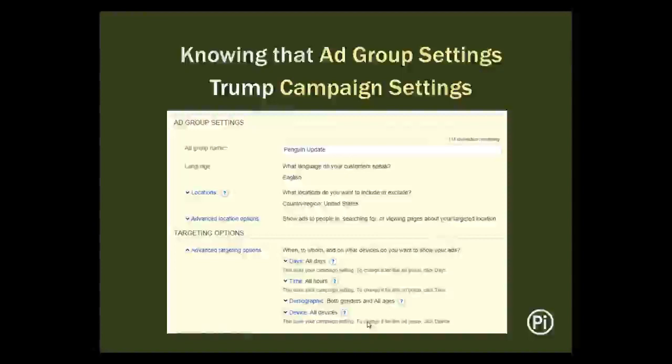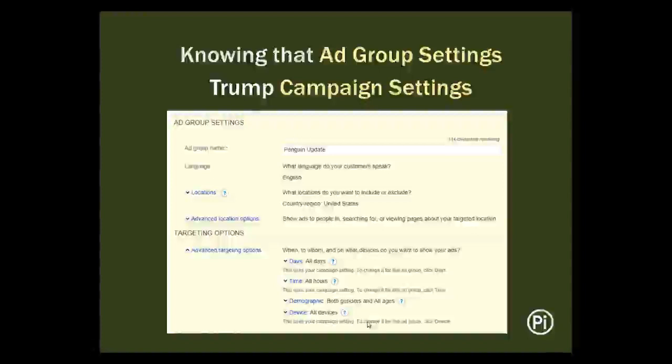Number 4. Okay, so this is also one that a lot of folks don't know. If you have ad group settings, they trump campaign settings. So if at the campaign level you had location and your time of day and day of the week and all that kind of stuff set up, and then you went into your ad group and you're like, I think I want to have my ad group show certain times of day that's different. That's great, because it'll trump the campaign settings.